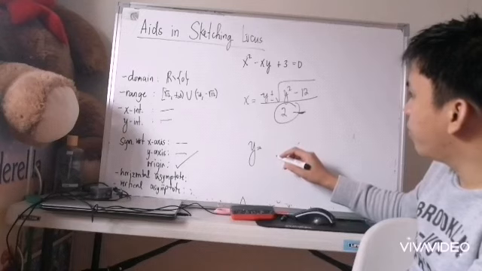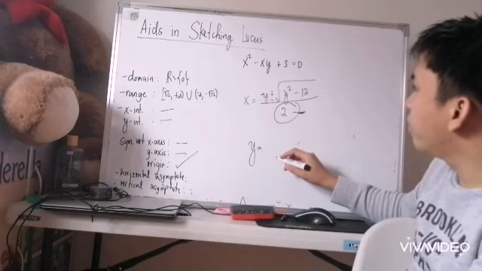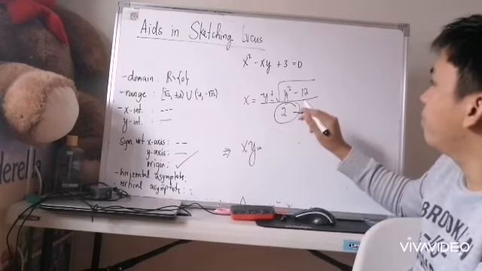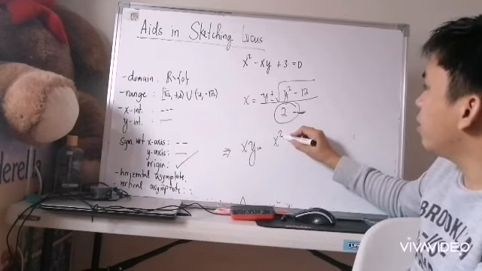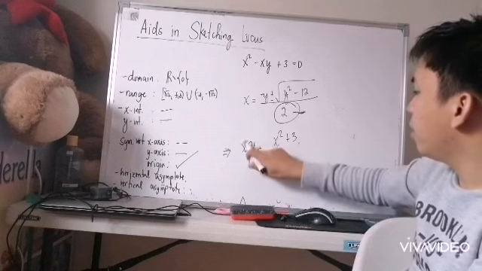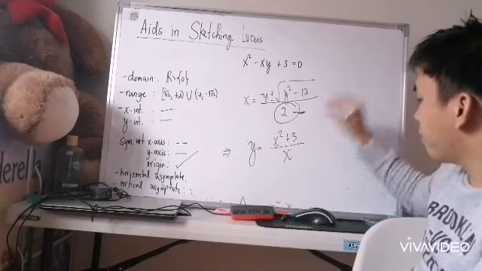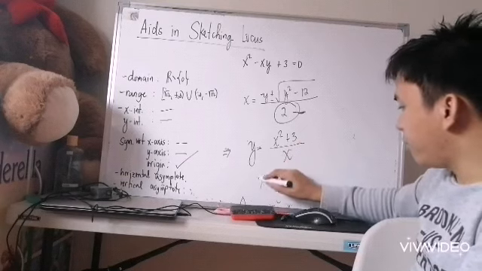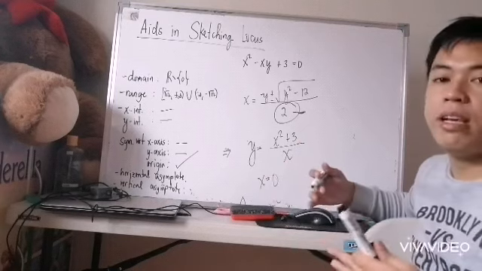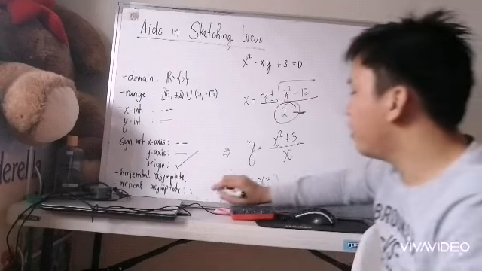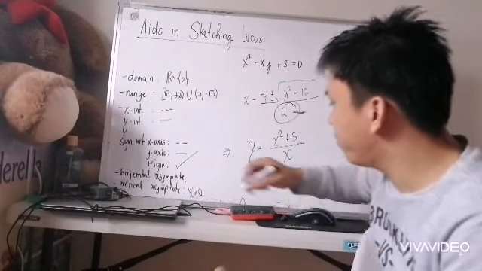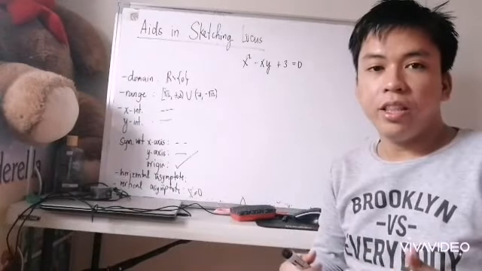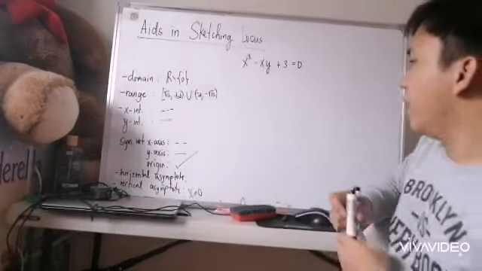So you'll have x squared plus 3 over x. This becomes 0 when x is 0, therefore x equals 0 is the vertical asymptote. So this is x equals 0. Okay, so let's plot the graph of this locus.